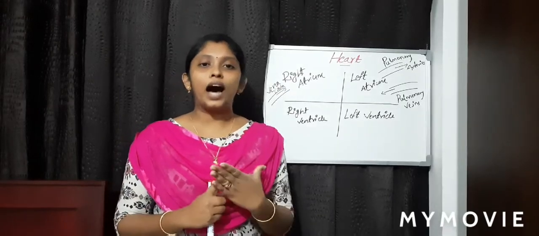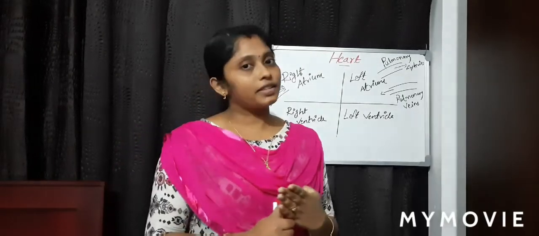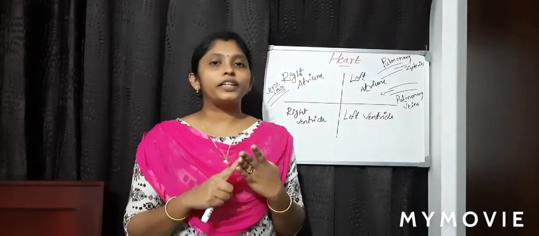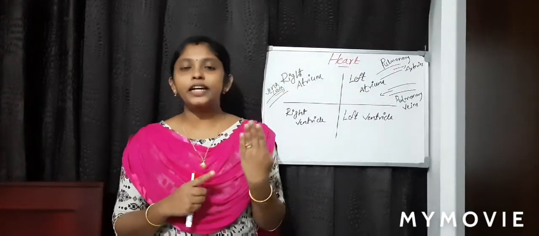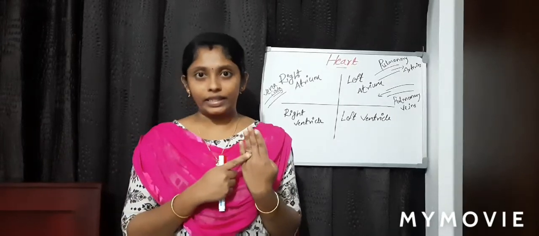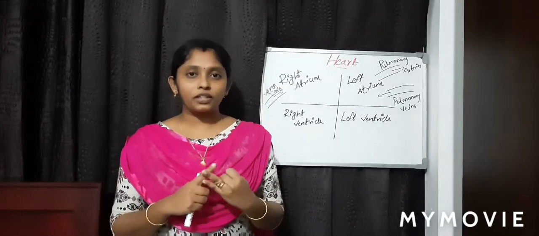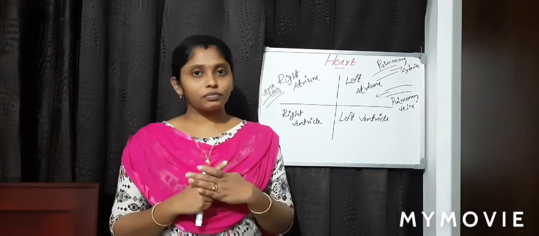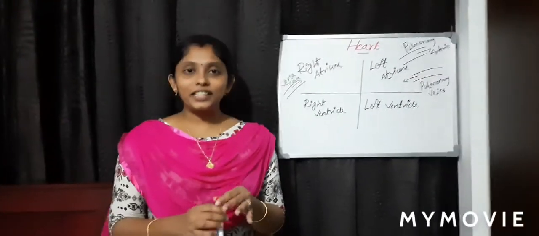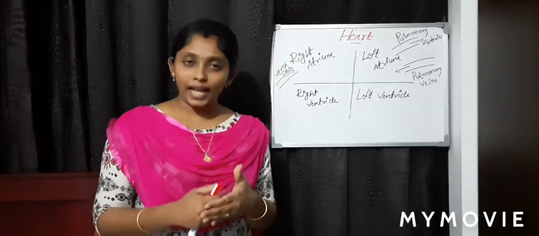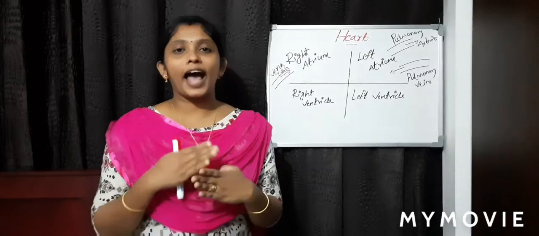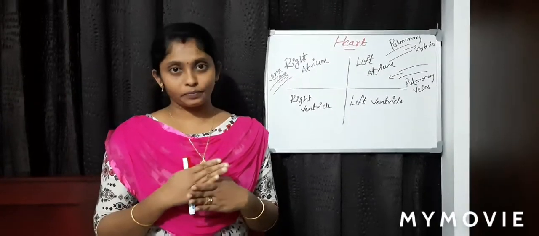Our heart has four chambers, that is right atrium, left atrium, right ventricle and left ventricle. These four chambers will help to prevent the mixing of oxygenated and deoxygenated blood.